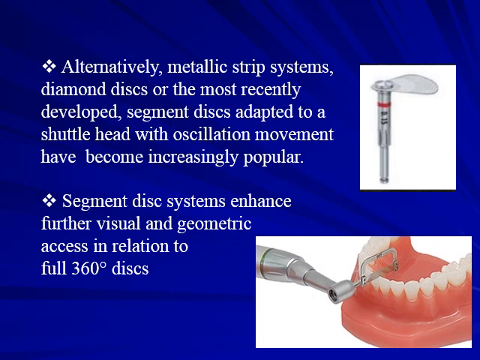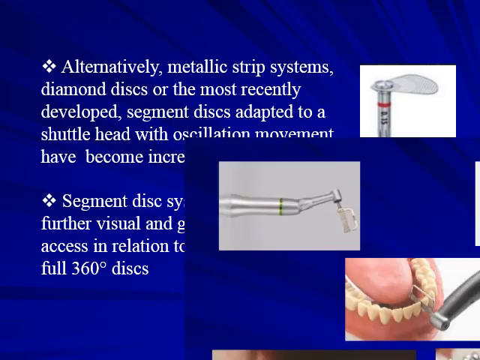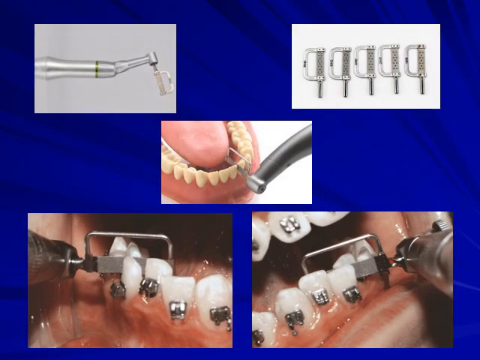Recently في segmented discs اللي بتركب على الهاد أو الكونترا وبتعمل movement by oscillation back and forth عشان تعمل stripping. It became more popular عن ال 360 discs because it gives better vision للفيلد اللي بشتغل فيه وبتبقى better control. Here you can see how the segmented discs are used intraorally.